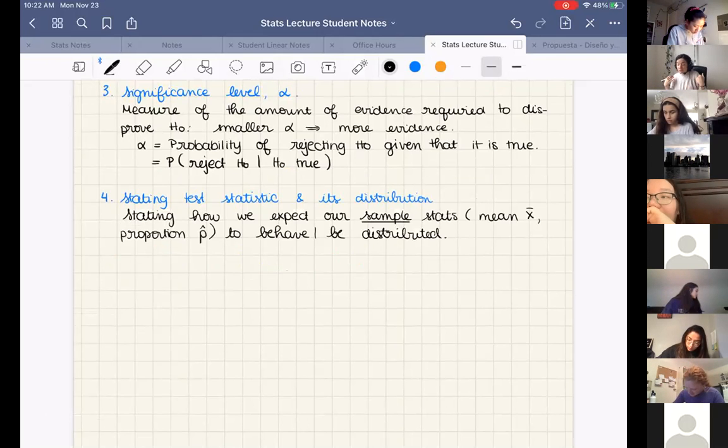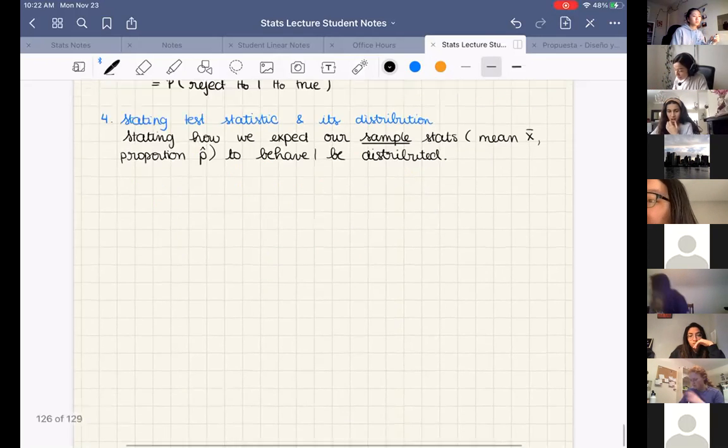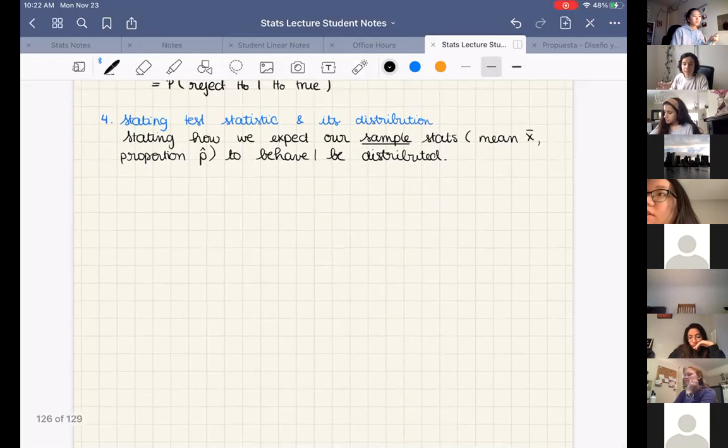Okay, so the reason that we try to state the way that our sample statistics are behaving or distributing is that this allows us to predict what would be normal from what would be unusual. So what would be usual for us to see within a sample, what would be unusual for us to see within a sample. This is the part that allows us to gauge that.